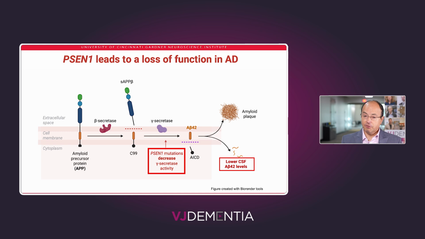Plaques do form even though A-beta-42 production is low, and we don't know why that is, but plaques still form, and it's possibly the result of A-beta-42 becoming stuck in the membrane and therefore increasing the local concentration of A-beta-42, so that it undergoes transition into amyloid plaques.